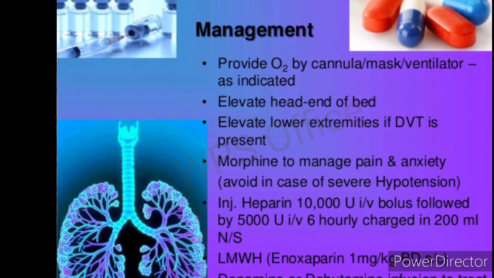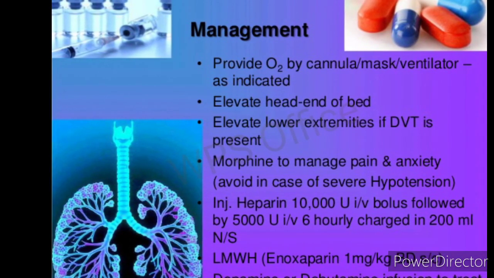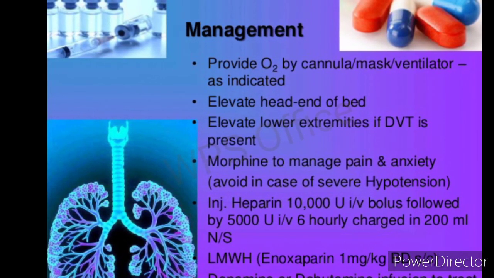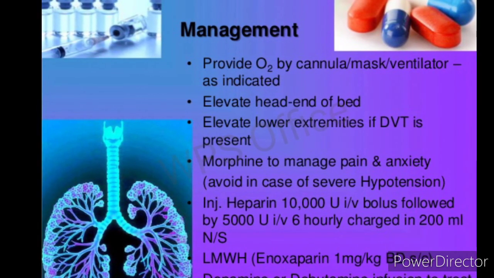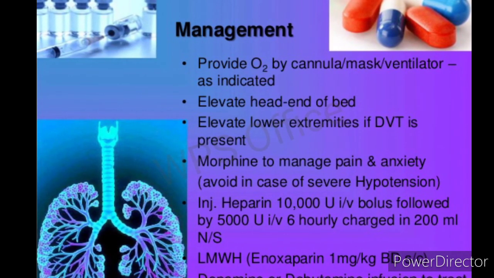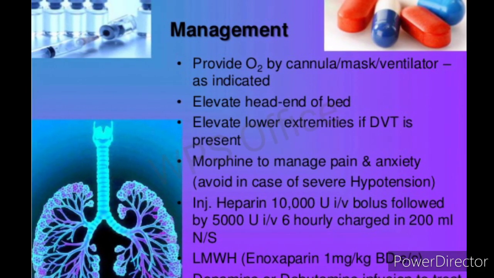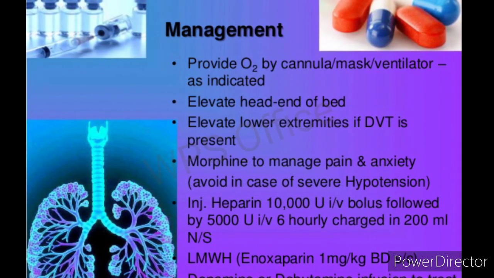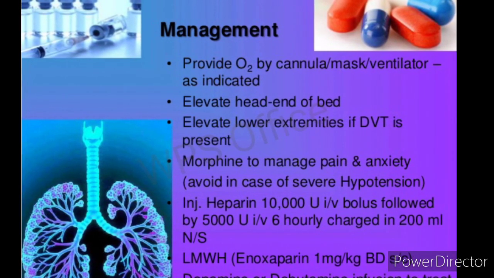Next is the management. In the management, we will provide oxygen by cannula, mask, or ventilator, according to the need. Then we will elevate the head end. When the person has dyspnea or respiratory problems, we should always elevate the head end. Then when the person has deep vein thrombosis, we should elevate the lower extremities, so that blood flows from our legs towards our body.